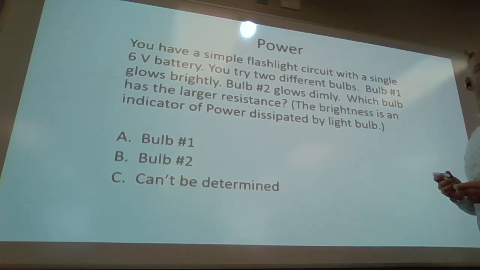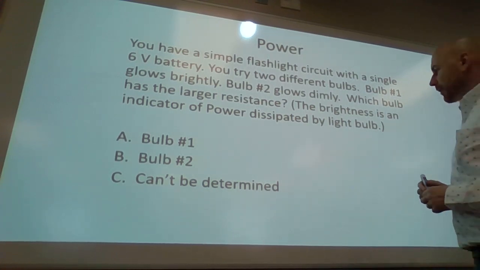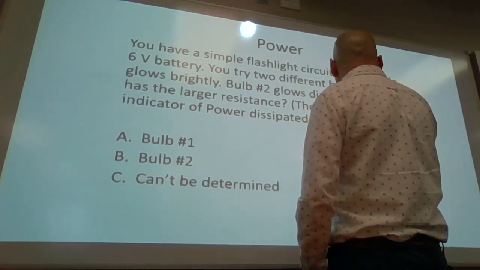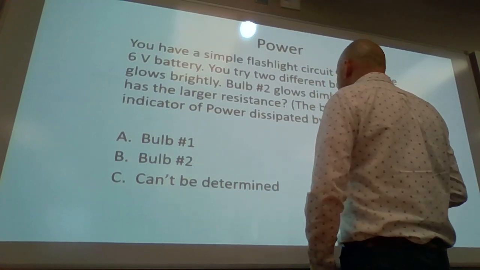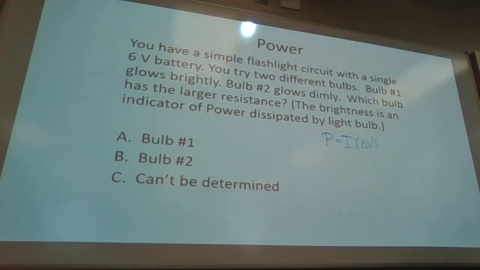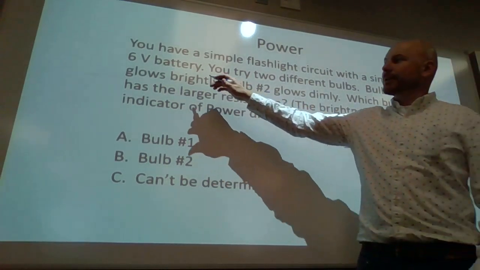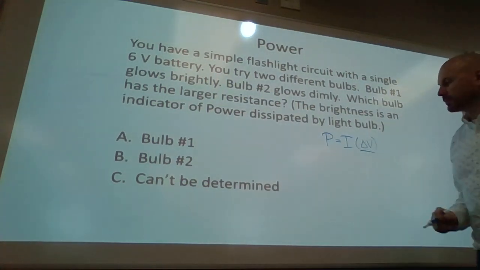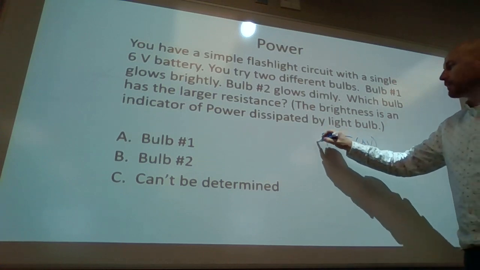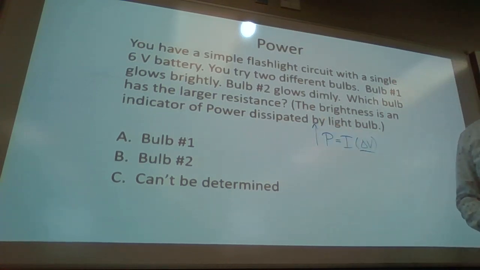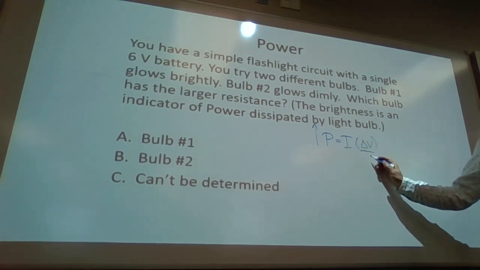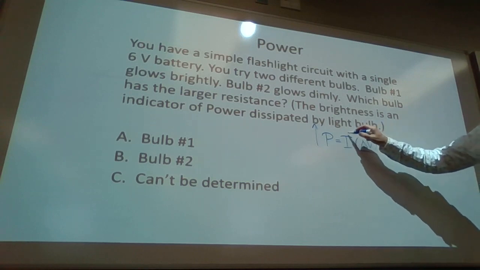All right, what do you say? Here we go. So, what's staying the same? We've got a 6-volt battery. That's not changing. So, as we get brighter, power goes up. Therefore, current must what? If voltage is staying the same, current must go up as well.